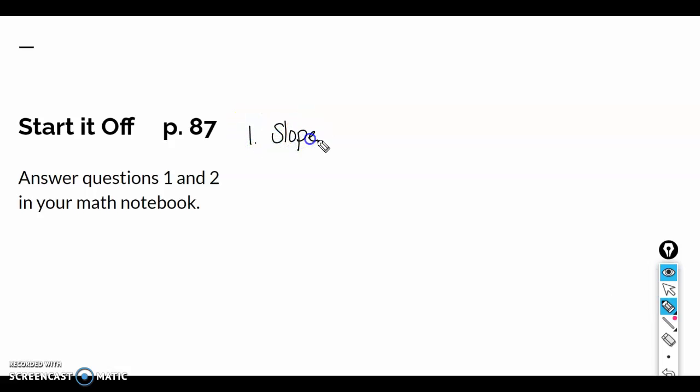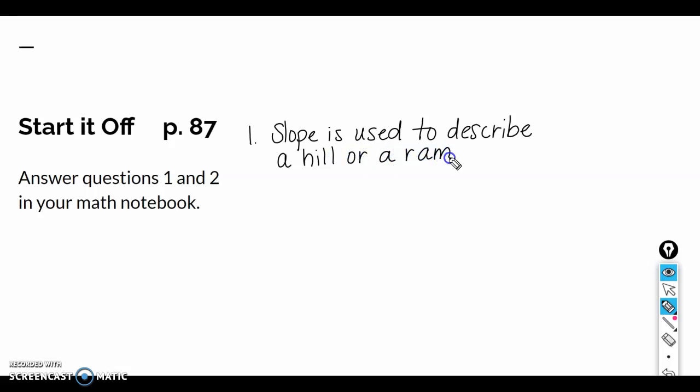Slope is often used to describe a hill or a ramp. Oftentimes, we discuss the slope of a hill or a ramp as being how steep it is. So slope also refers to steepness. Now think about in your everyday life where you would use steepness or slope. What are some real world examples?